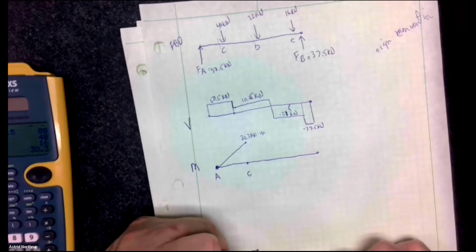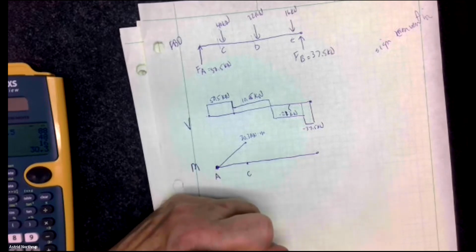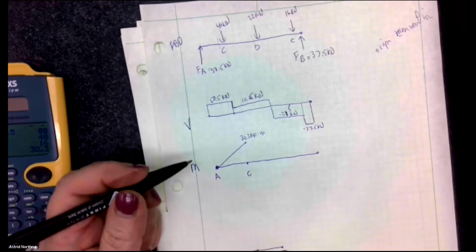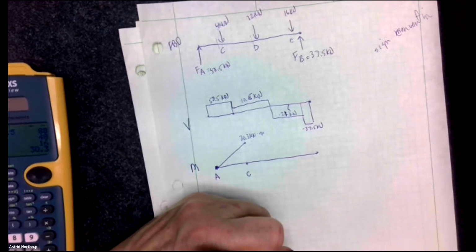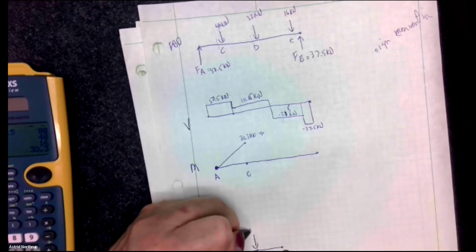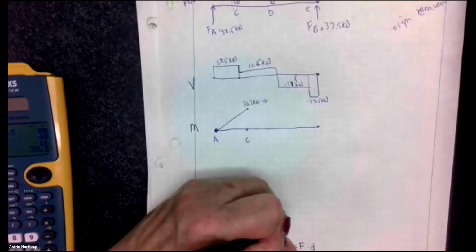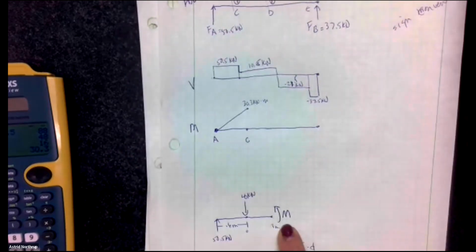And I have this distance, which is 0.6 meters. And then I have this distance, which is going to go from 0 to 0.9 meters. There's two different ways to do this, but I'm choosing to do it this way for right now. This is 40 kilonewtons acting downward. And then to use my proper sign convention, I put my moment this way.